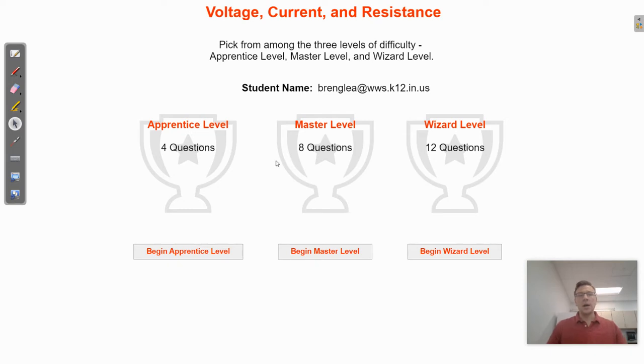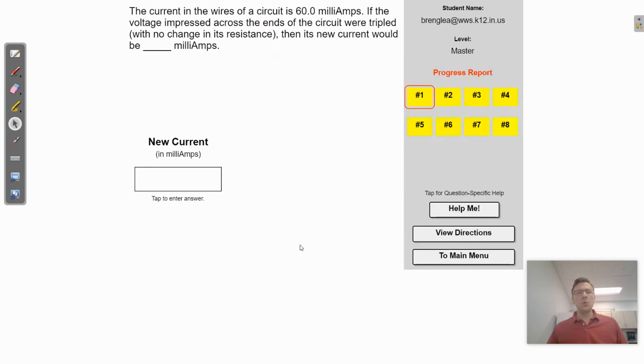So what we're going to do here is jump right into the master level and then the wizard level and skip apprentice, because apprentice and master are the same thing, but master's got more questions. So we'll do 3 or 4 questions on the master level, and then we'll do a few on the wizard level as well, which does add a different dimension to this. We're going to go ahead, we'll read the question, then I'll talk about what we're going to do.